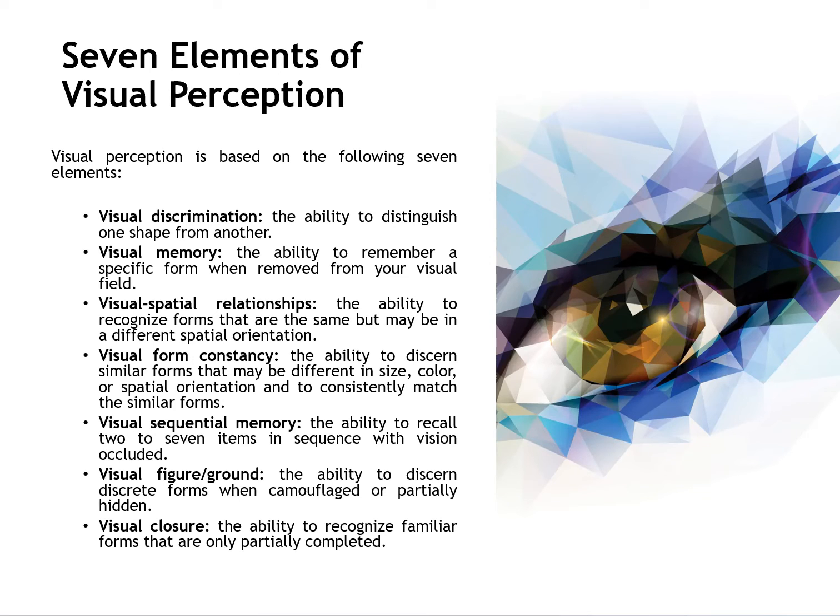Visual figure ground. This is the ability to discern discrete forms when camouflaged or partially hidden. Visual closure. This is the ability to recognize familiar forms that are only partially completed.